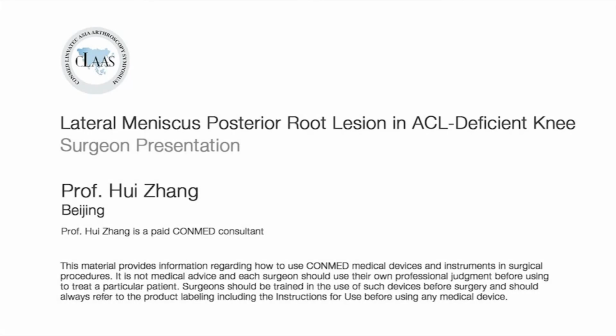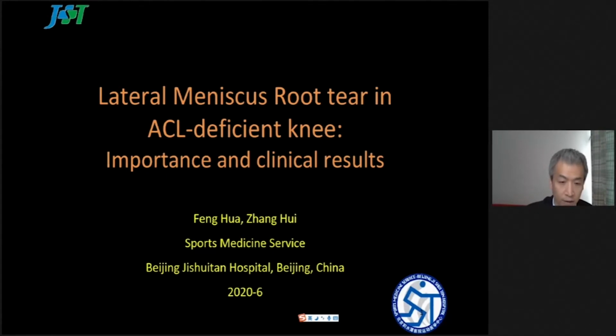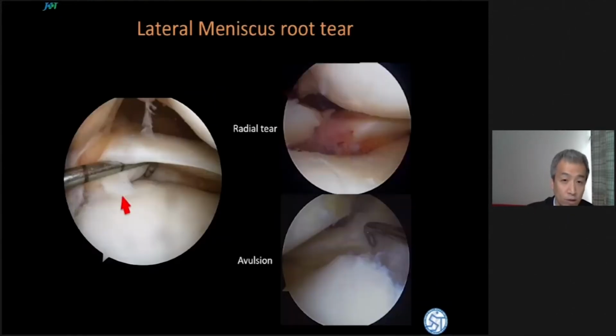Today my topic is lateral meniscus root tear in the ACL deficient knee, and I'm the fellow from Professor You Fu Fong, and this is a topic he's very interested in. As we know, the lateral meniscus root tear occurs in a special area very near the insertion of the lateral meniscus, and it has two different types, the radial tear or the avulsion type, especially seen in chronic cases.